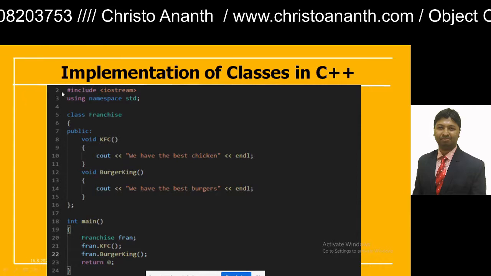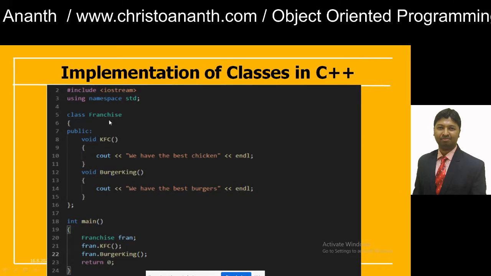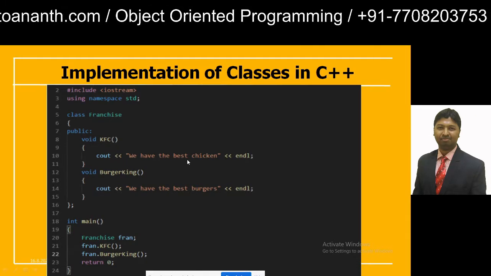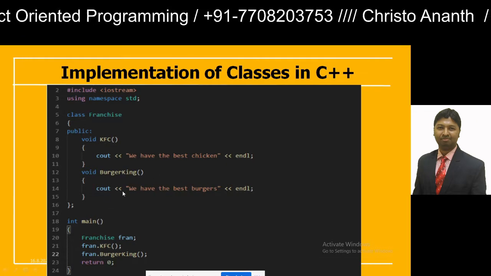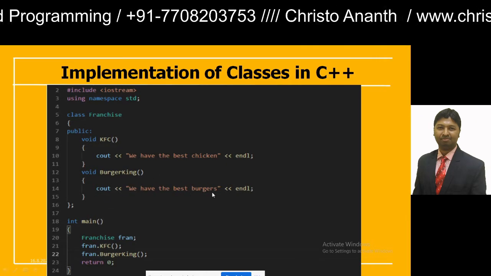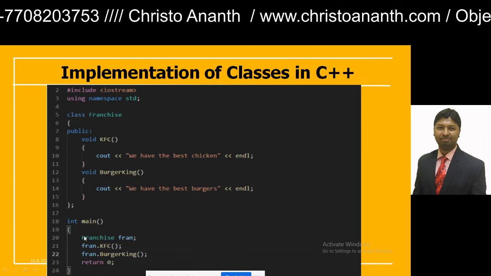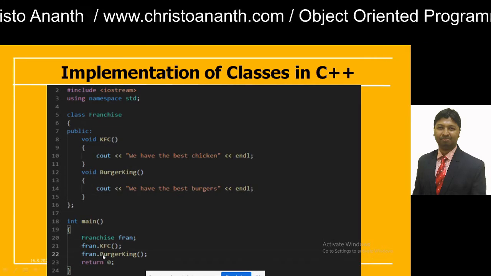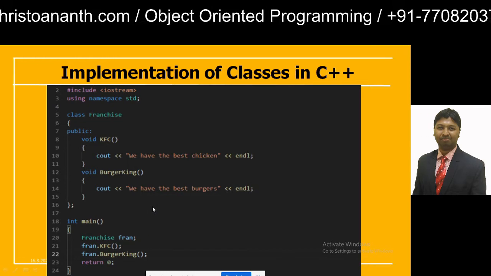So, #include <iostream>, using namespace std, class franchise. Within the class franchise, you set the access as public: void KFC, cout "We have the best chicken", and then endl. Then void Burger King, cout "We have the best burgers", and then endl. Then you start with int main, franchise fran, fran.KFC and then fran.BurgerKing. And finally you return 0.